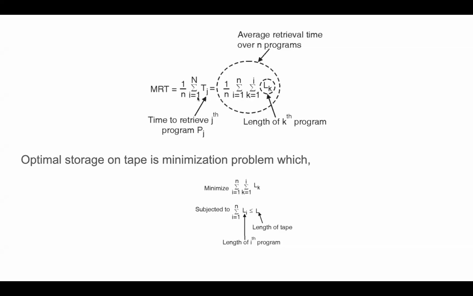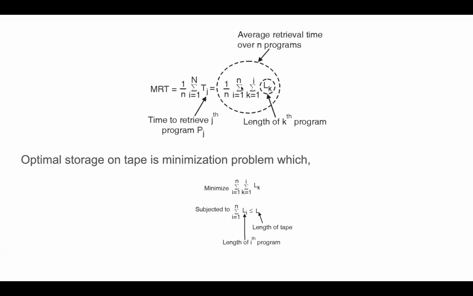Summation I runs from 1 to n, of T I. Sorry, T J. What is that? Tj is the time to retrieve the jth program Pj. It is the retrieval time for the jth program. What is it equal to? 1 by n, summation of I runs from 1 to n, again summation of k runs from 1 to I.